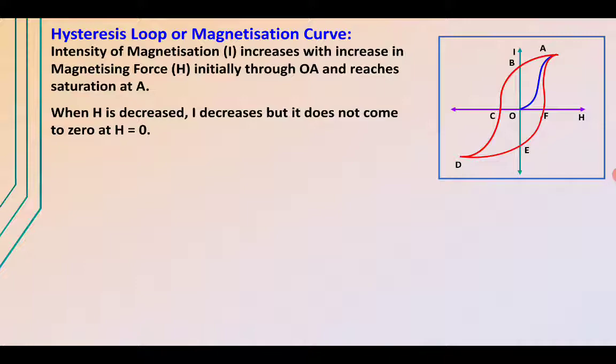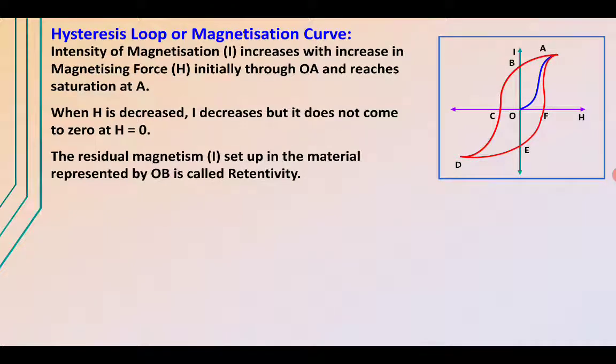When this force is reduced, the magnetization intensity decreases, but it does not reach the origin O where the magnetizing force is 0. The residual magnetism set up in the magnetic material is represented by the curve OB, and this is known as the retentivity of the magnetized or ferromagnetic material.